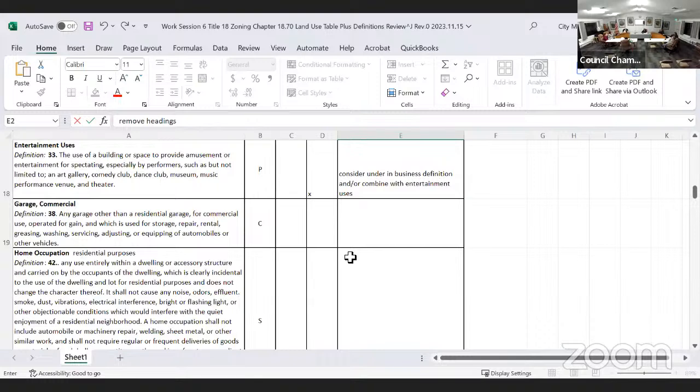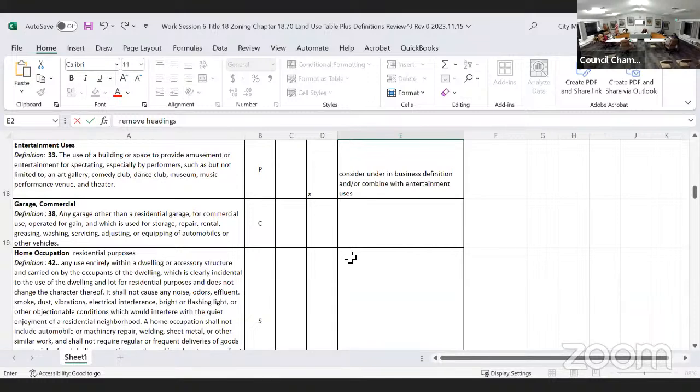Sorry, I don't think boat repair would fall under that. I think marine equipment sales, service and repair is its own category. So maybe it's just for auto. Or other equipment, other vehicles, automobiles or other vehicles.